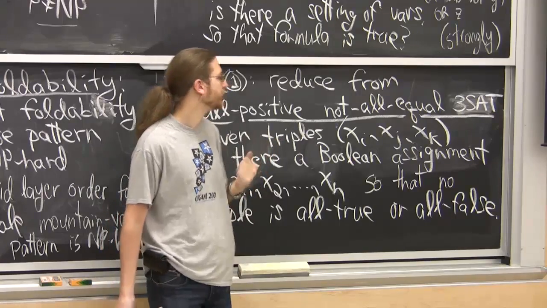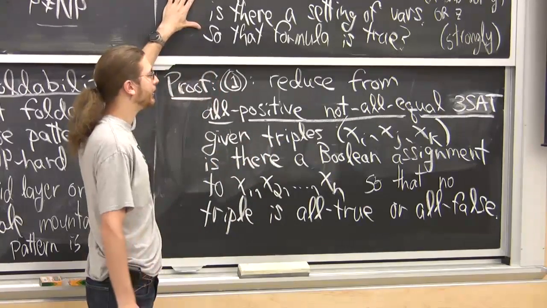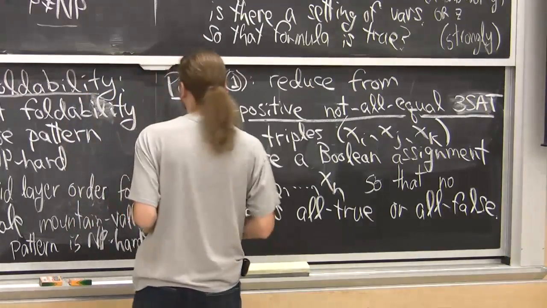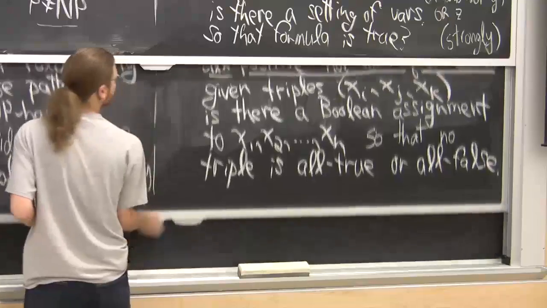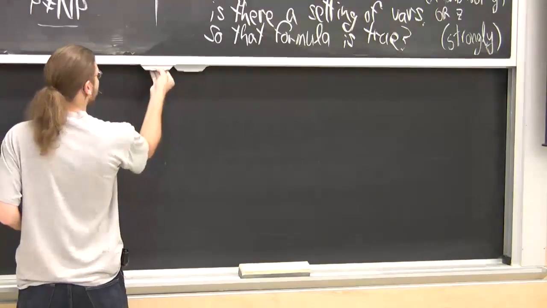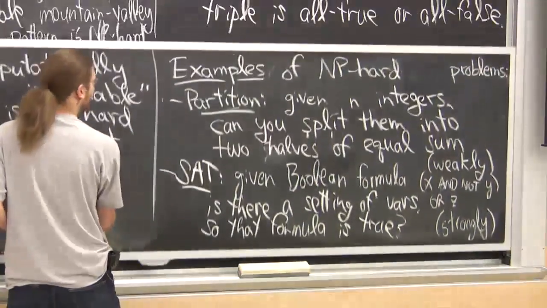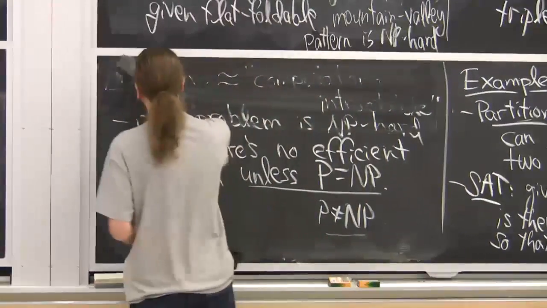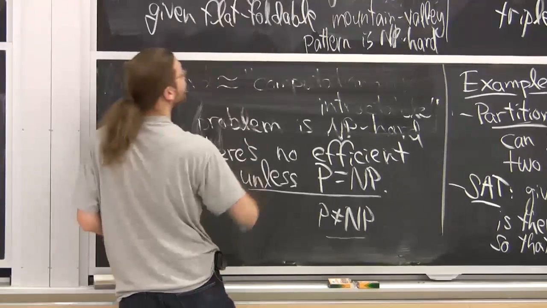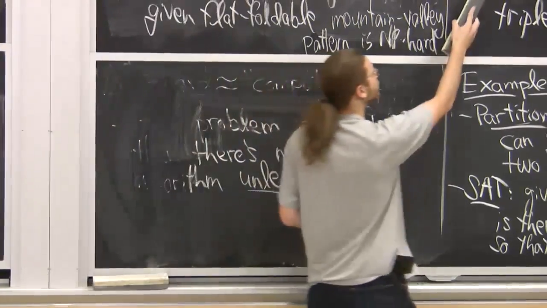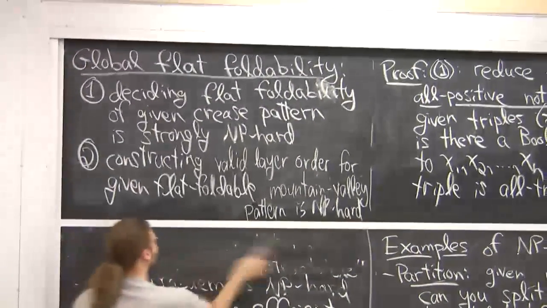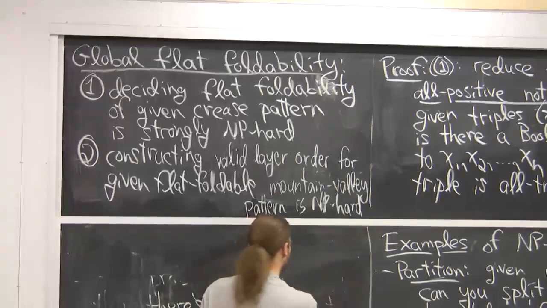That's all. It turns out this is basically equivalent to SAT, but the proof of that is kind of messy, so I don't want to do it here. And so that problem is NP-hard. Just take that on faith. And now I want to show that global flat foldability includes all-positive not-all-equal 3SAT as a special case, and therefore, it's also NP-hard.